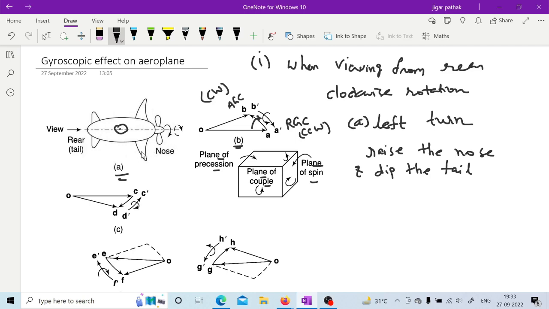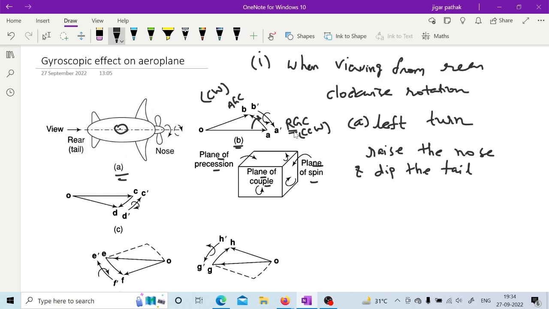So based on that, this figure B is our 1A case. 1A case is when, viewing from the rear, clockwise rotation is there, and this aeroplane is taking a left turn. Due to this left turn, the active gyroscopic couple is generated in clockwise direction about the third axis, which is coming out of the plane of paper. So the reactive gyroscopic couple is going to generate in the counterclockwise direction.